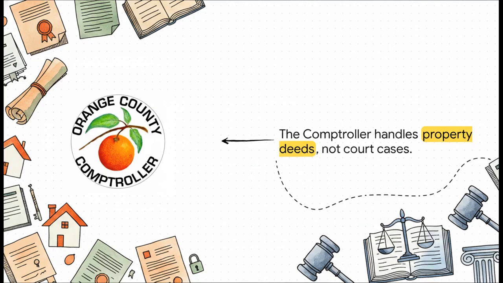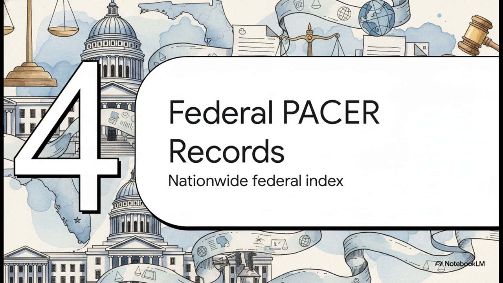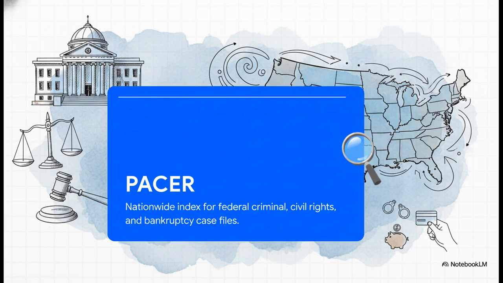And this brilliantly illustrates a super common point of confusion. See, people constantly search the Clerk Court database looking for property deeds, mortgages, or tax warrants. But guess what? You won't find them there. The Orange County Comptroller handles official property records, while the Clerk of Courts handles actual judicial court cases. Knowing this difference is absolutely crucial and saves you from chasing ghosts in the wrong department. Let's see how this builds as we transition to Section 4, searching federal PACER records. So what happens when the case isn't local at all? You have to completely pivot away from the county level and head over to PACER.